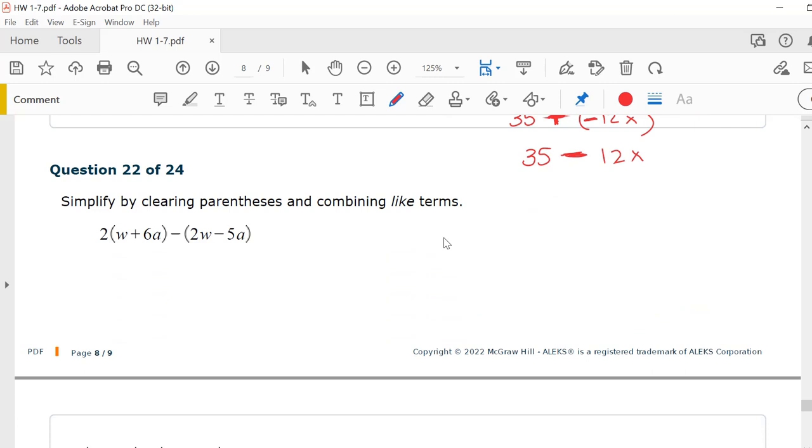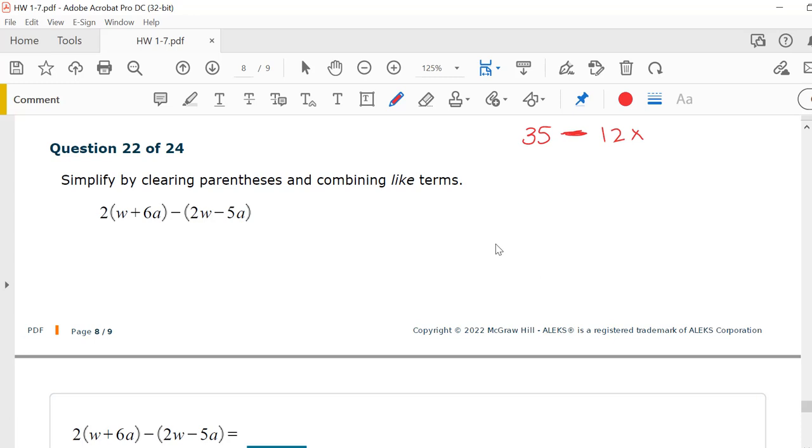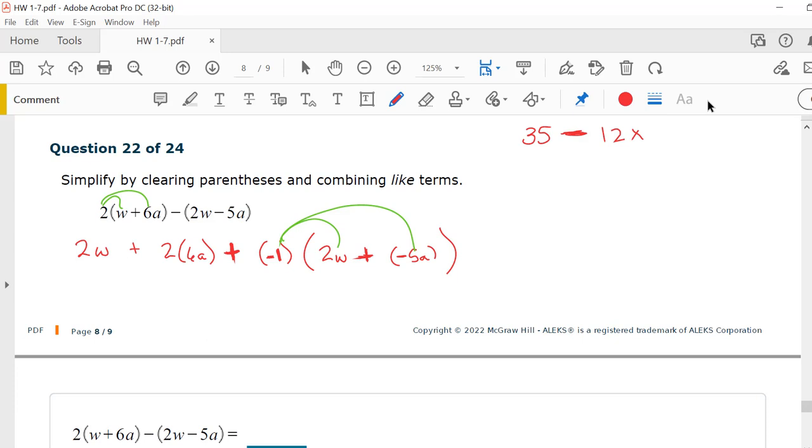22. Clear some parentheses, combine like terms. Okay, 2w plus 2 times 6a, that will give me 2 times w plus 2 times 6a. Okay, plus, right, I've got a negative 1 out front times 2w plus negative 5a. Okay, I rewrote that negative out front as plus a negative 1. I rewrote that minus 5a as plus a negative 5a. Now I can go distribute that. 2w plus 2 times 6a is 12a plus negative 1 times 2w is negative 2w. Plus negative 1 times negative 5a is 5a.